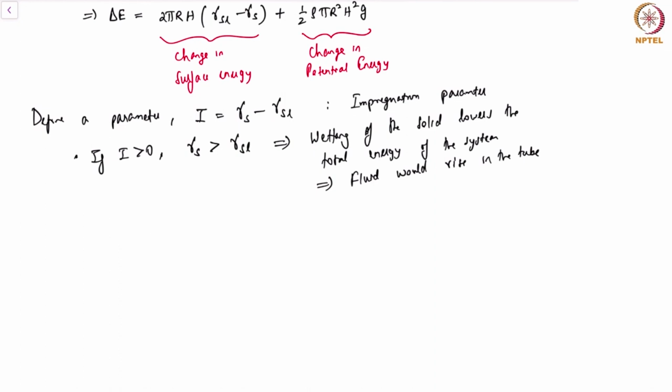Essentially, once we have this parameter, it's a useful parameter, and if you're looking at capillary rise in tubes, then I is greater than 0 for capillary rise. I'm using the word rise in its precise way, which means that the fluid is actually rising. If it was negative, then the fluid would not rise, it would fall in the tube.